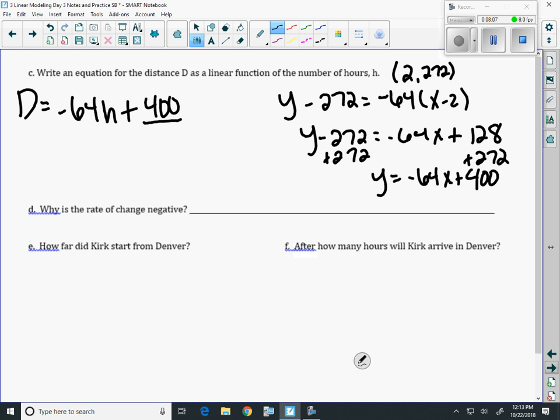You good? Yeah. Okay. Why is our rate of change negative? Why is it negative 64? Because they're going closer to Denver. Yeah, so they're losing miles. D is their distance from Denver, so eventually when they get to Denver, it should be 0 miles. That's their goal. So they're losing 64 miles every hour. Okay, that's fine. So you can write that down here.